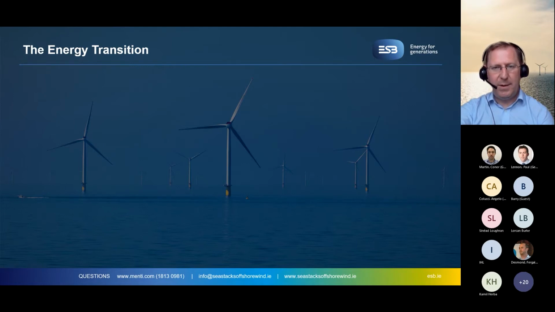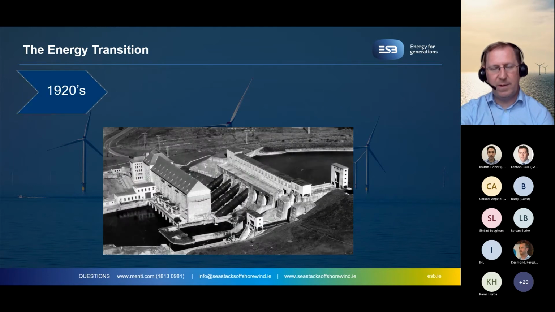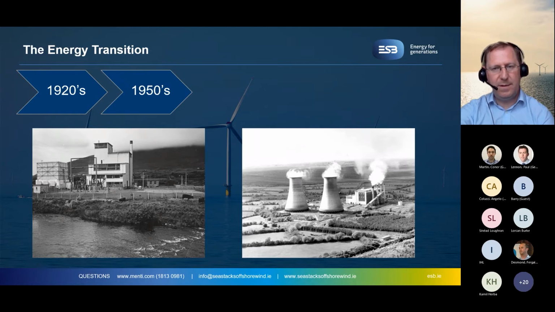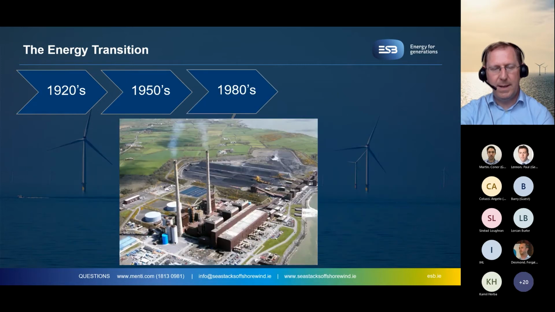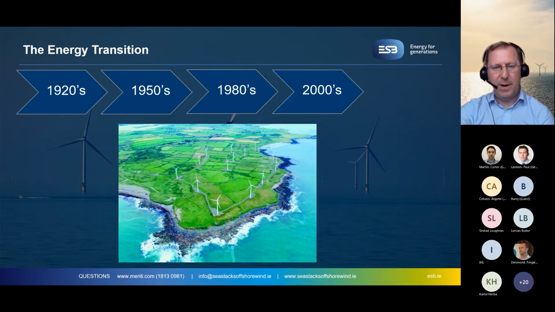ESB has always been a pioneer in energy innovation since its establishment in the 1920s. Ardnacrusha, a hydroelectric power station on the Shannon, was commissioned not long after the foundation of the Irish state. Into the 1950s, peat-fired power stations were developed right across the Midlands and beyond. Moneypoint Power Station was constructed in the 1980s. Following the energy crisis of the 70s, there was a significant move away from imported oil. And then in the early part of this century, ESB was at the forefront of new offshore wind development with projects like Carnsore and Wexford.